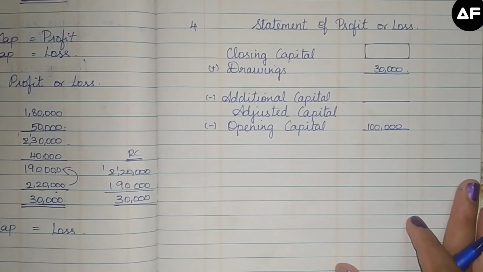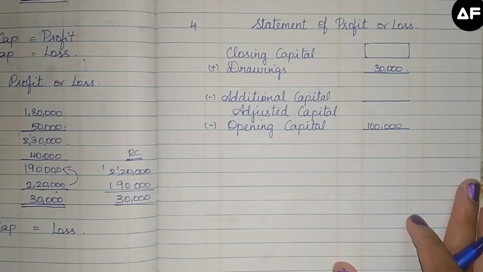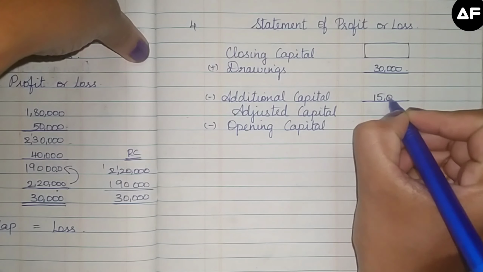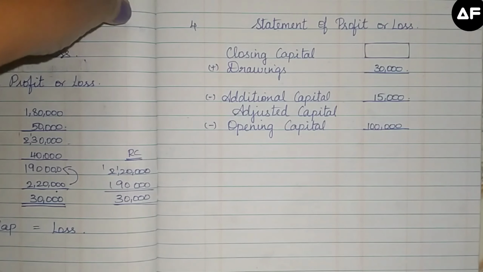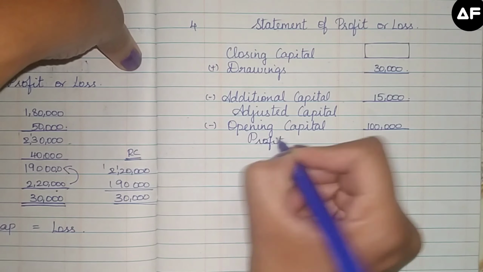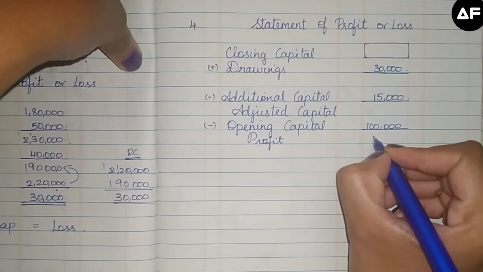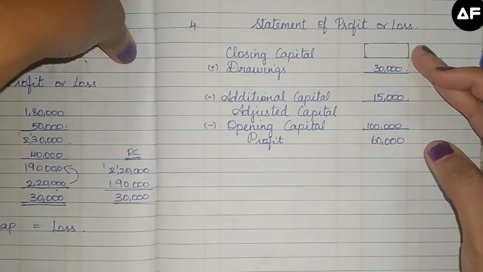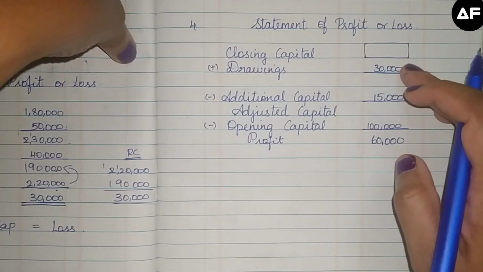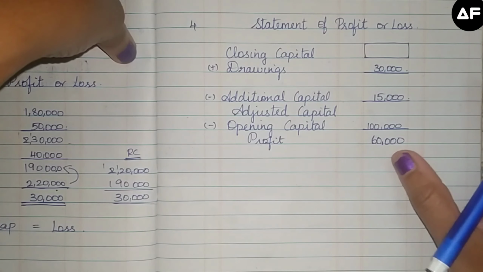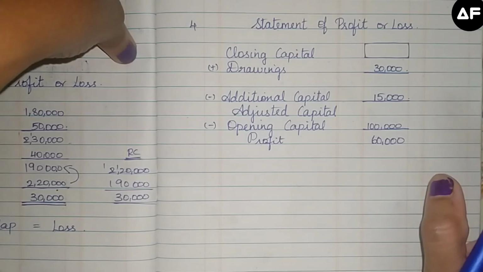Next, additional capital introduced during the year is 15,000. So additional capital of 15,000. Next is profit for the year. So they have got a profit. So profit for the year is 60,000. So we must find out the closing capital. So we do not have anything to add with the drawing. So we have to go from down to top. So from the bottom level, we have to march our way to the top level.